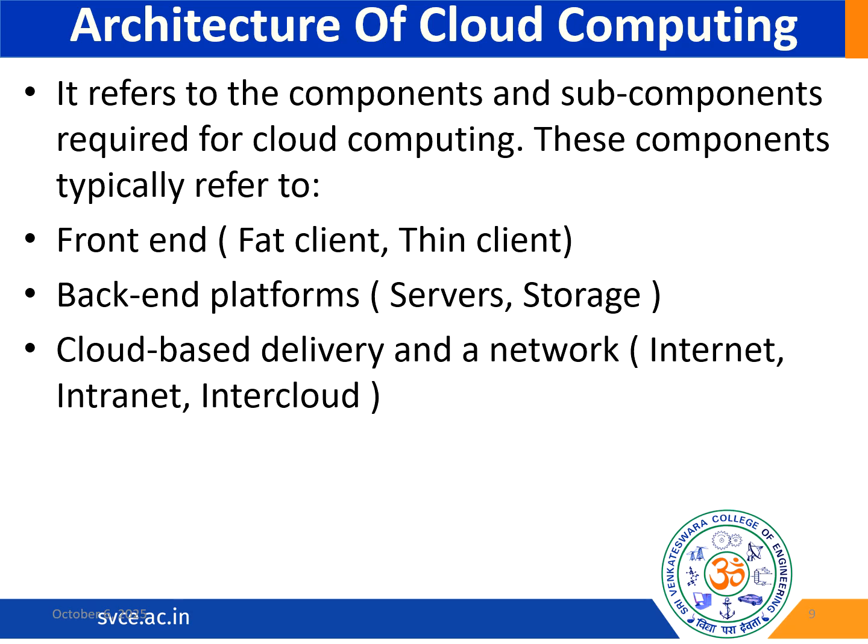So moving on to the cloud-based delivery and network, we have internet, intranet, and intercloud. The internet means public access to cloud services can be provided. Moving on to intranet, we have private cloud access within an organization. And next we have intercloud, which is interconnected cloud environments for broader scalability and redundancy. So these are the main components of cloud computing architecture.